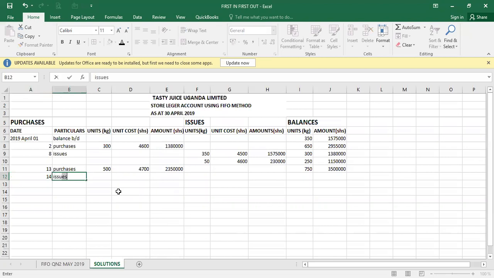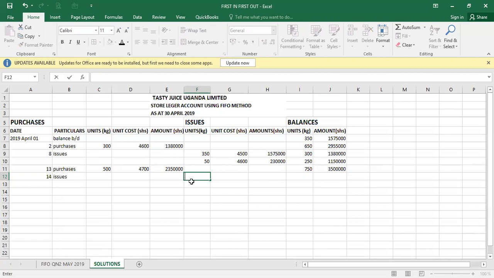This is an issue, but we said we gave out 350. Remember, we stopped issuing out when we had reached the second batch, and the second batch had only 300 units. But on these 300 units, we removed the 50 units which we first issued out. So we remained with the 250. This is what you are seeing here.